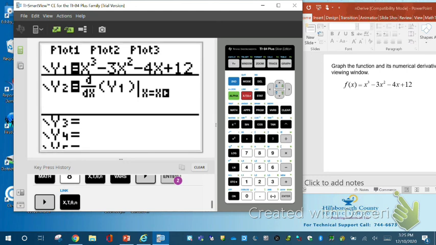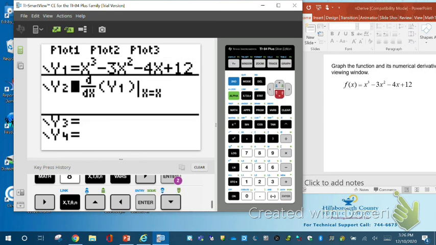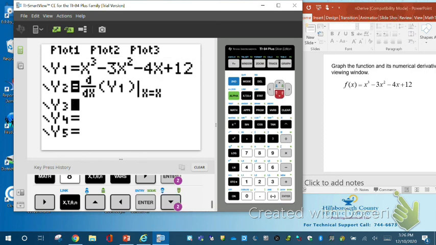This will now graph the derivative of my first graph, okay? But if you want it to graph its derivative but not show the original function, then I can unhighlight the equal sign on the first graph. I'm going to go up to y1, arrow over to the equal sign, click enter, and now it's no longer highlighted like the other one is.